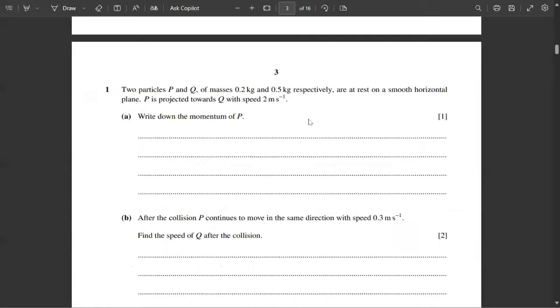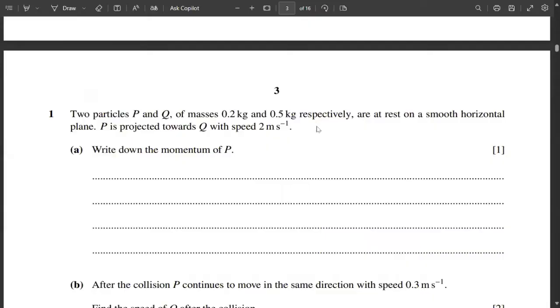So today we'll be solving 2020 October-November paper 42.